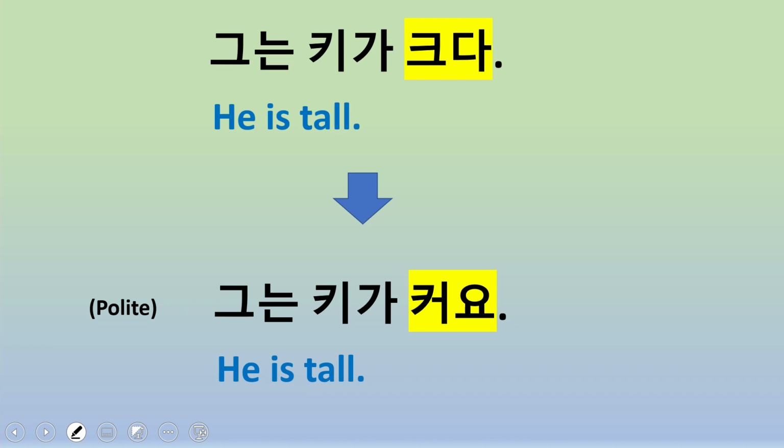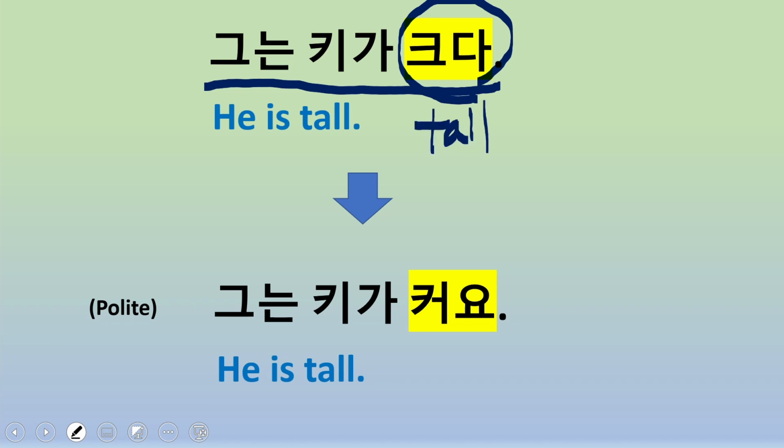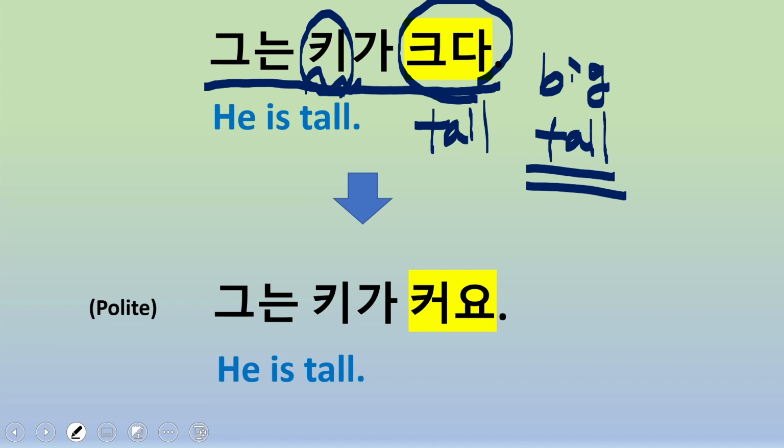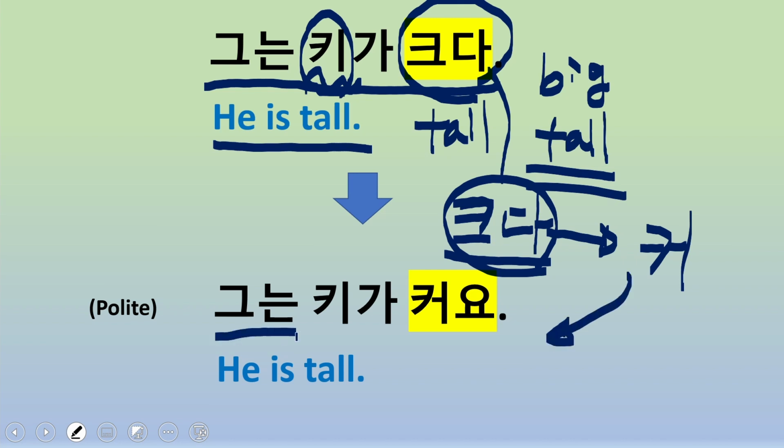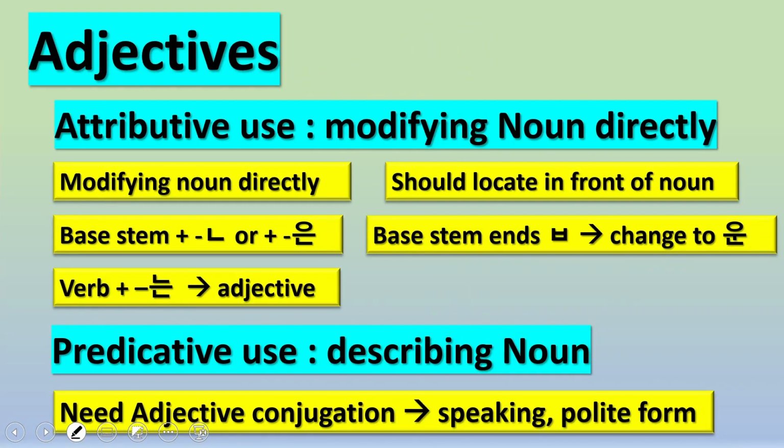Here is another sentence. 그는 키가 크다. 크다 has the meaning big or tall, but we are talking about height, 키. So 그는 키가 크다. He is tall. Here 크다 is the base form. In this case, we can change it to 커. So when you talk to someone, 그는 키가 커. And we can change to a polite expression. 그는 키가 커요. He is tall. Good job.